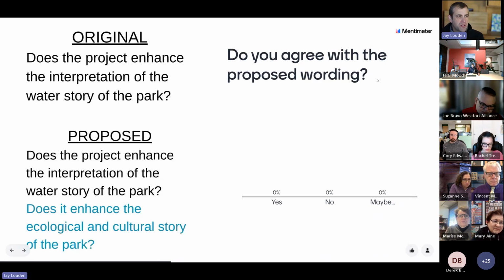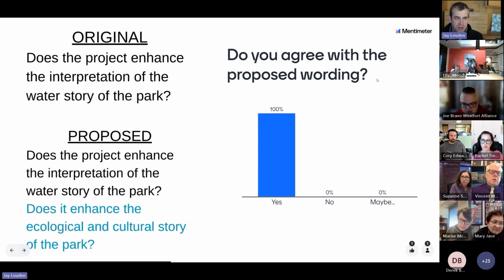Next, the original: Does the project enhance the interpretation of the water story of the park? And the proposed adds to that: does it enhance the ecological and cultural story of the park? And do you agree? Yes, no, or as always, maybe? Like in all of our rooms, mostly it was an emphatic yes to interpreting the water story, but people didn't want it to imply that that was the most important story or the only story. So we just broadened it with this additional statement.